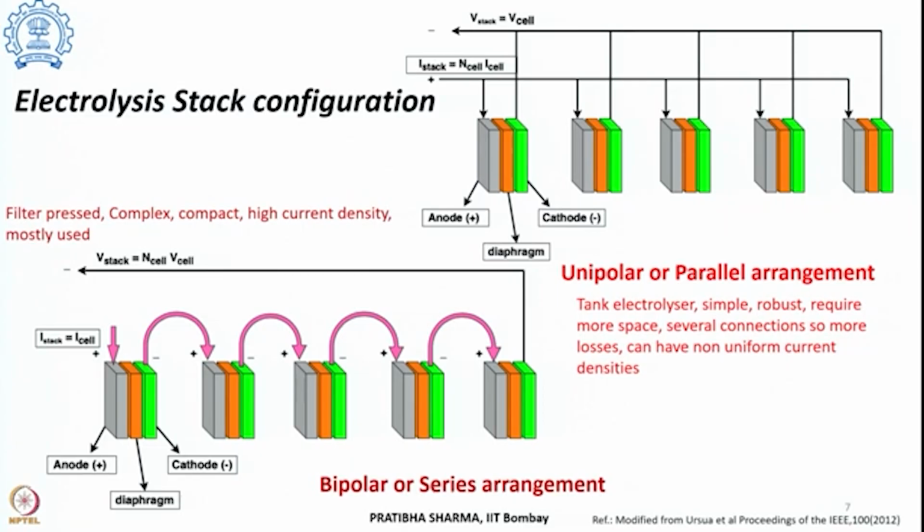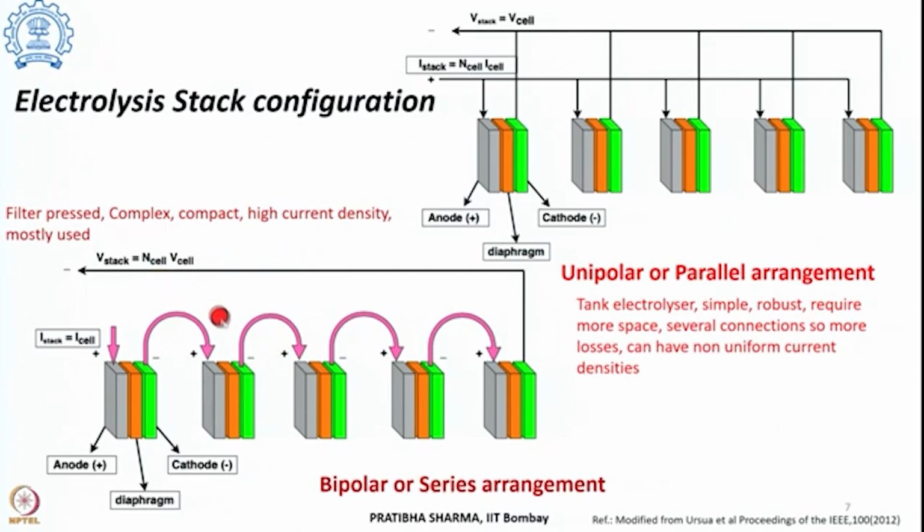Now, there is another arrangement where the different electrolytic cells could be connected in series, so the negative of the first is connected to the positive of the second, and in the same way onward. This is the bipolar or series arrangement, also known as the filter press arrangement. This is a little complex in terms of the arrangement, however it is compact and a high current density could be obtained using this particular combination.